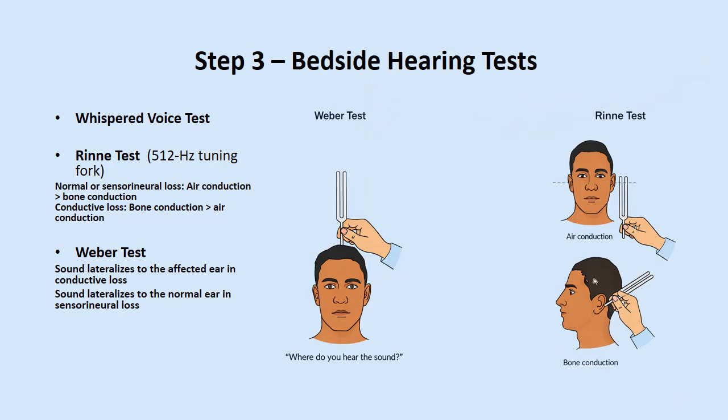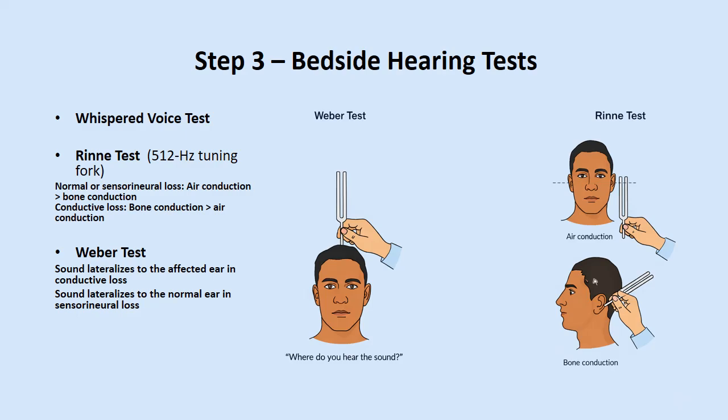Rinne test is a tuning fork test which is performed by using a 512 Hz tuning fork. It compares air conduction to bone conduction. In normal or sensorineural loss, air conduction is better than bone conduction, whereas in conductive loss, bone conduction is better than air conduction.